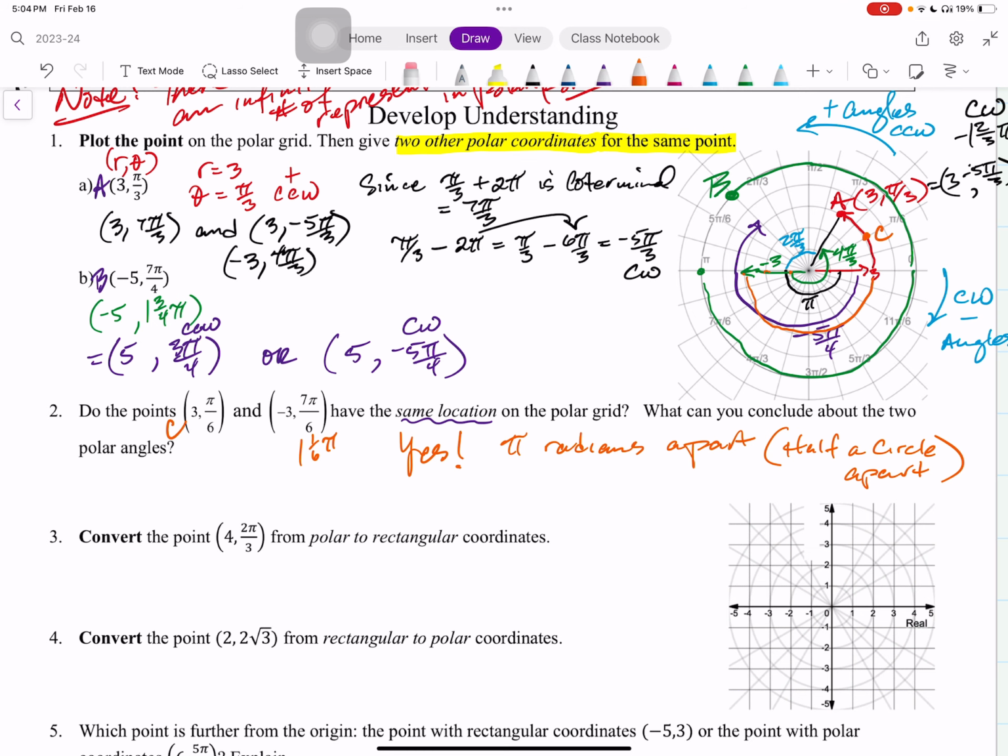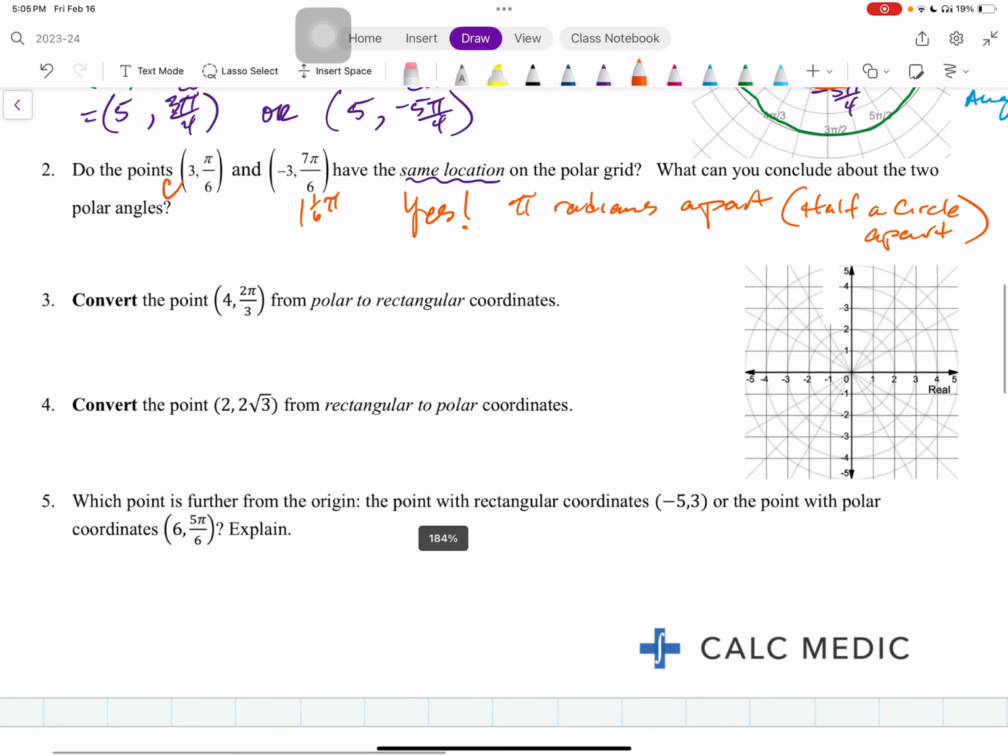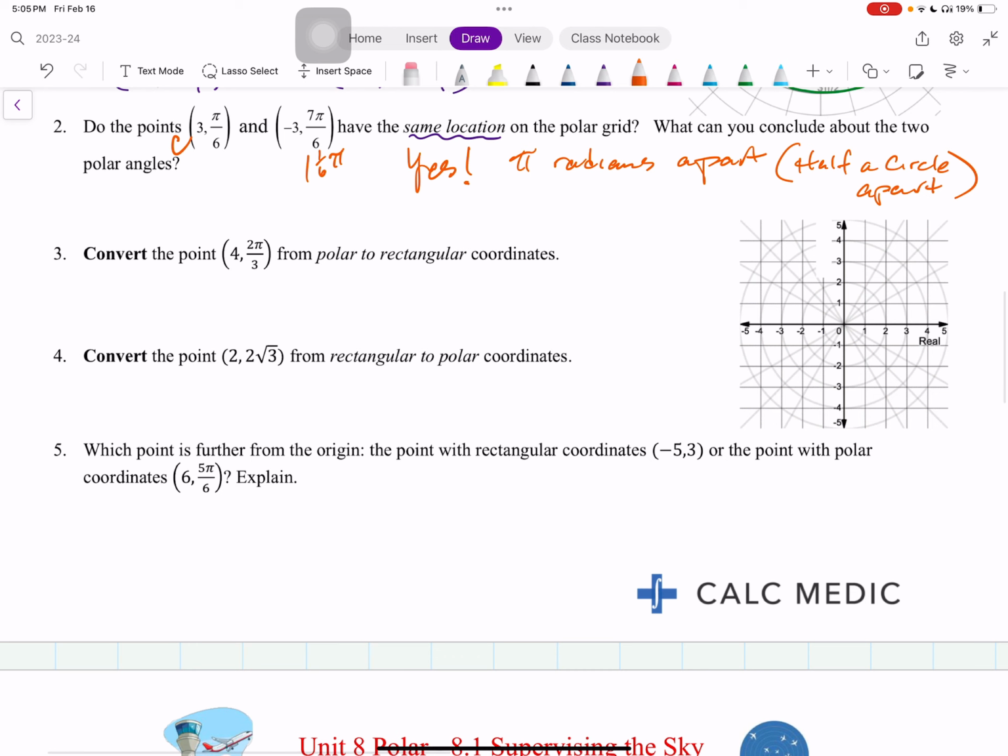And that's always going to happen. All right, number 3. Okay, let's do a little converting. So let's have a little fun with this. Convert the point (4, 2/3 pi) from polar to rectangular coordinates. And we're talking x comma y. All right, so here we go.